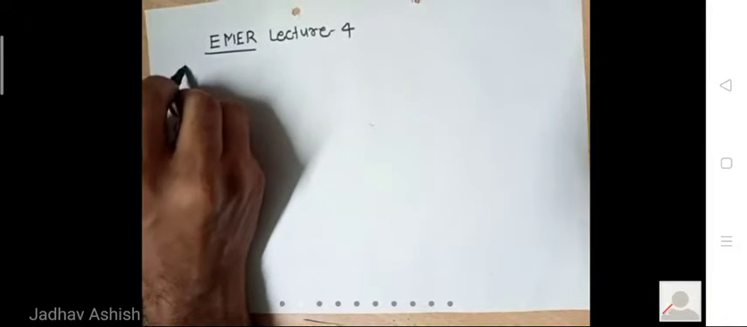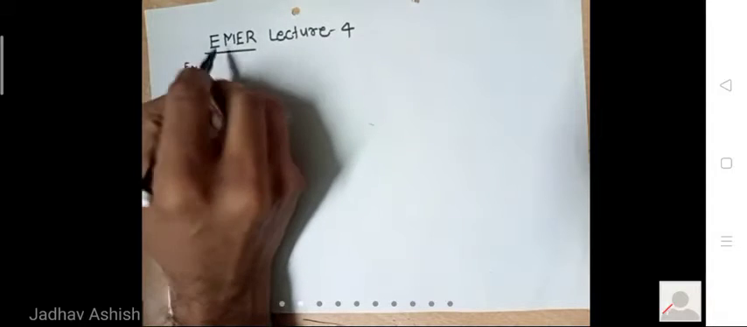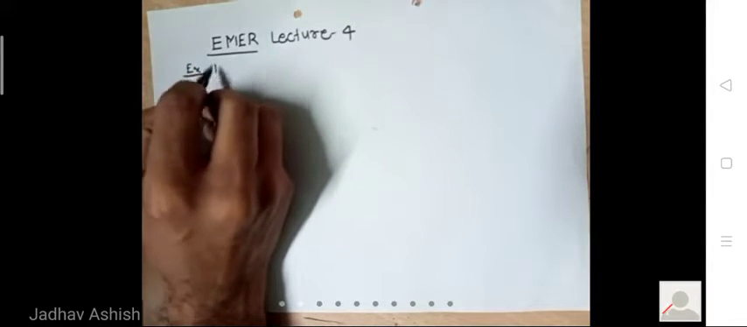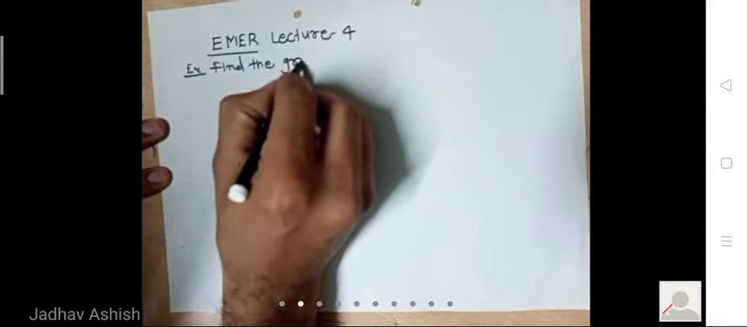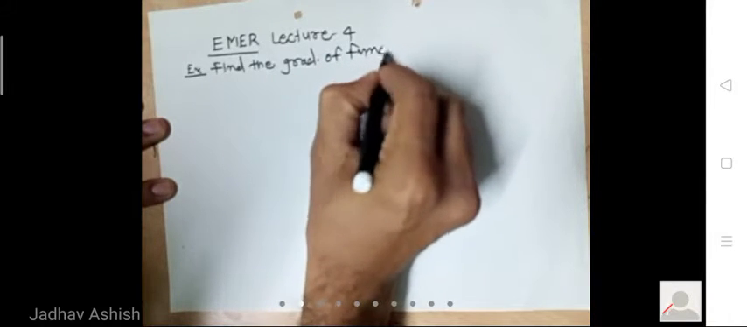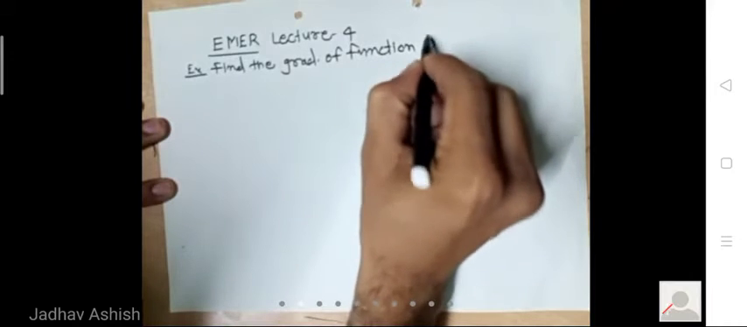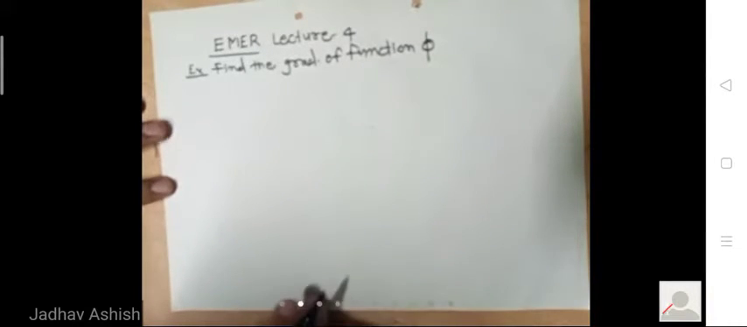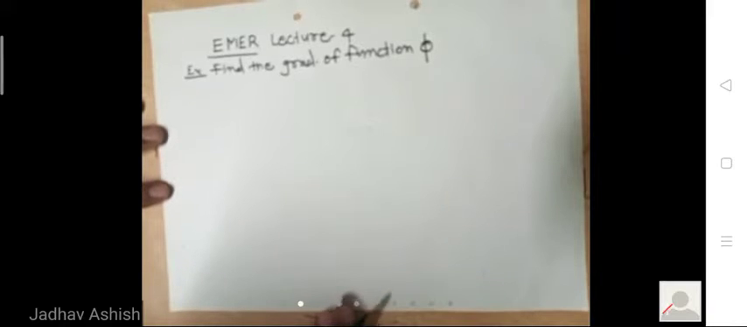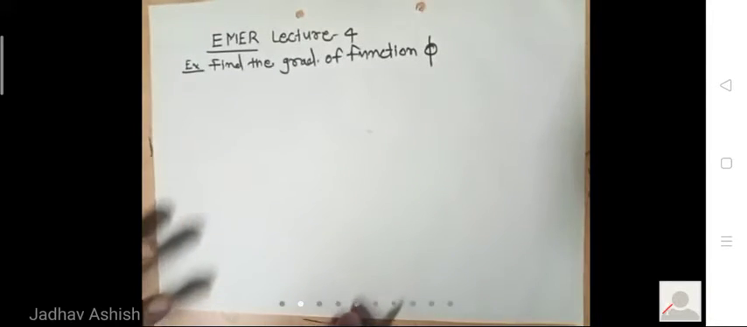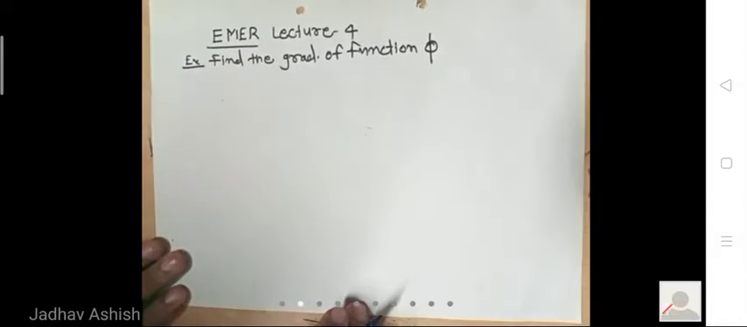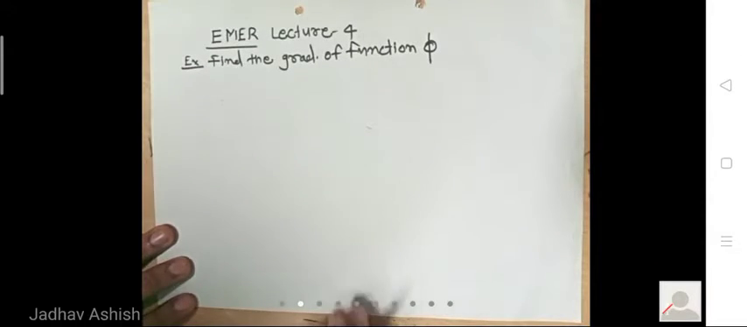The problem is: find the gradient of the function phi. Is it visible? Hello, it's visible now. So we need to find the gradient of the function phi.